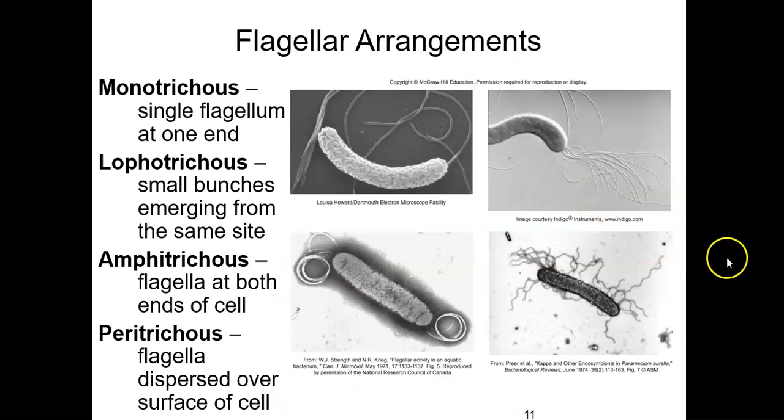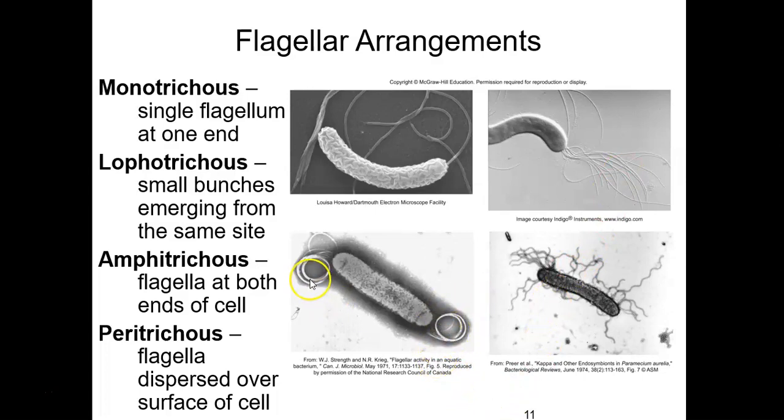We mentioned that there are different ways that the flagella can be arranged over the surface of the cell. The simplest one is known as Monotrichous, where we have a single flagella attached to one end or one pole of the cell. Lophotrichous, on the other hand, is where we have a small bunch of flagella coming from one pole of the cell. Monotrichous would be just one, think mono meaning one, and then lophotrichous would be the next level up, where we have a tuft or group of flagella coming from the same pole of the cell.